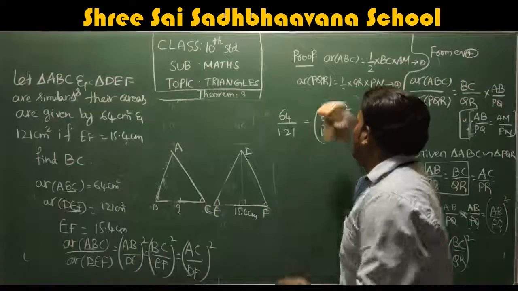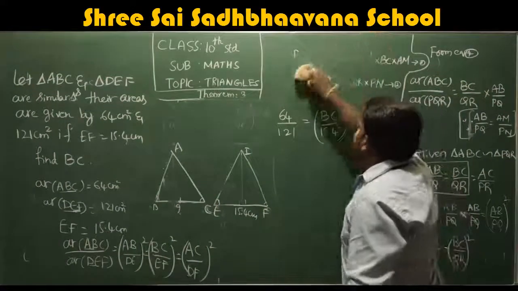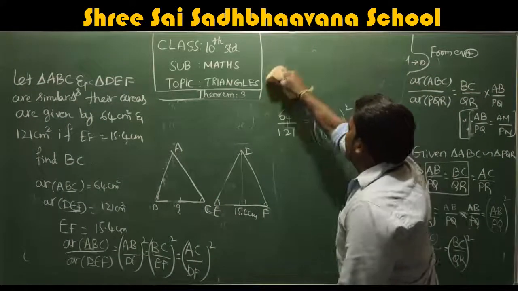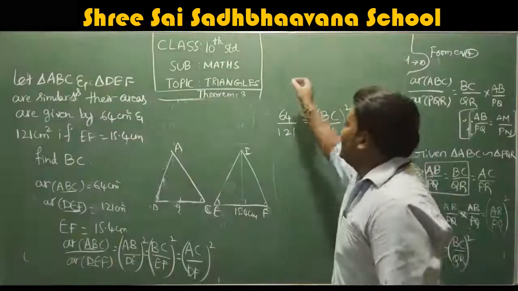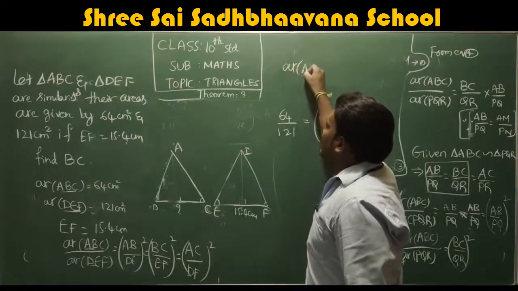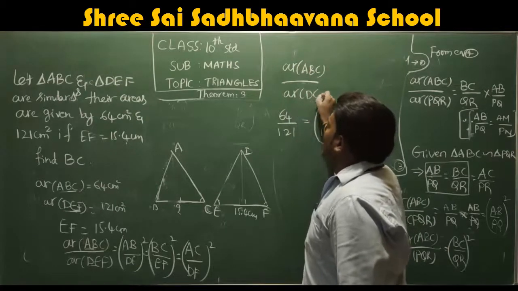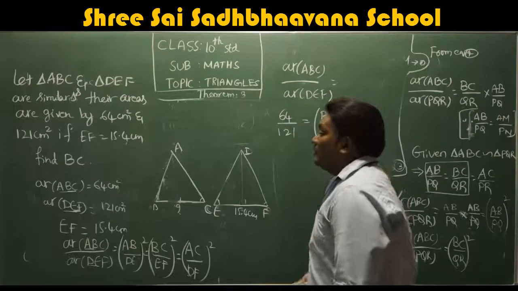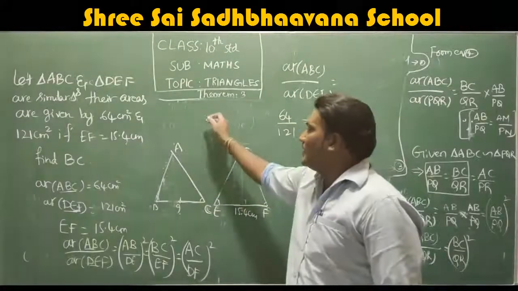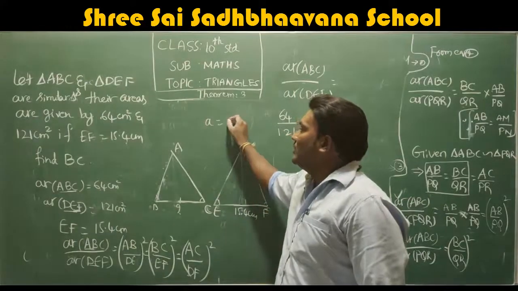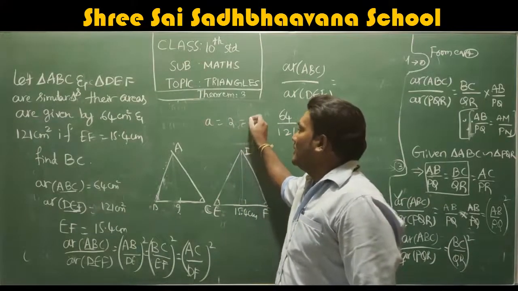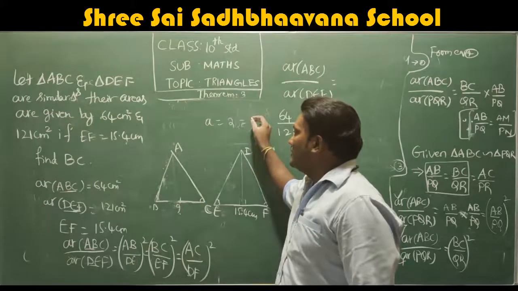One more doubt you will be having here. Let me write one more step. That is, area of triangle ABC by area of triangle DEF is equal to... One thing you remember, guys: for example, if A is equal to 2, I'm giving an example.